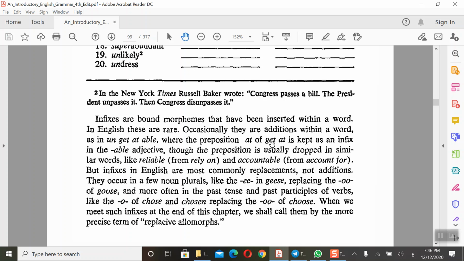For example, get, got, keep, kept. I have so many words here. Go, goes, geese. Choose, chose. We can find it in verbs. Sink, sunk. We have a change inside the word, an infix. Take, took. Write, wrote. We can find it in verbs. Foot, feet. These are nouns.